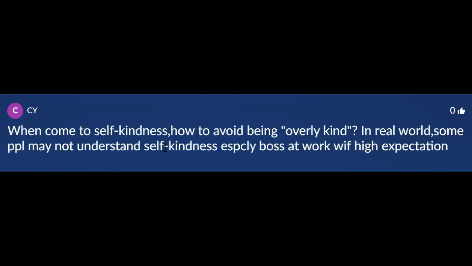Question: how to avoid being overly kind to the self? In the real world, some people may not understand self-kindness, especially a boss at work with high expectations. Yes, it's true. In real life, there are nasty people. They are people who expect a lot from us. They are people who contribute to our stress. So the more we need to be kind to ourselves. In fact, there is no such thing as being too kind.